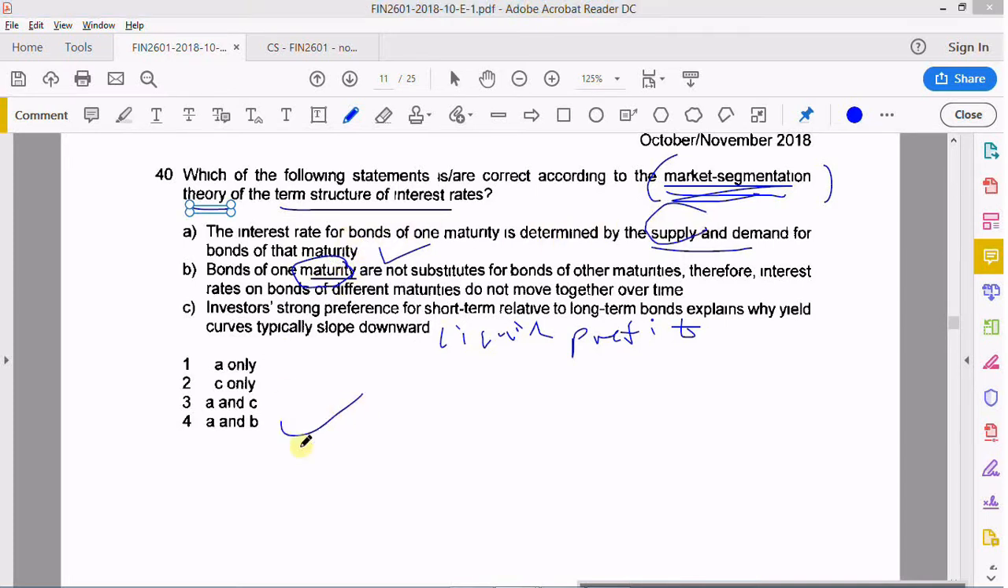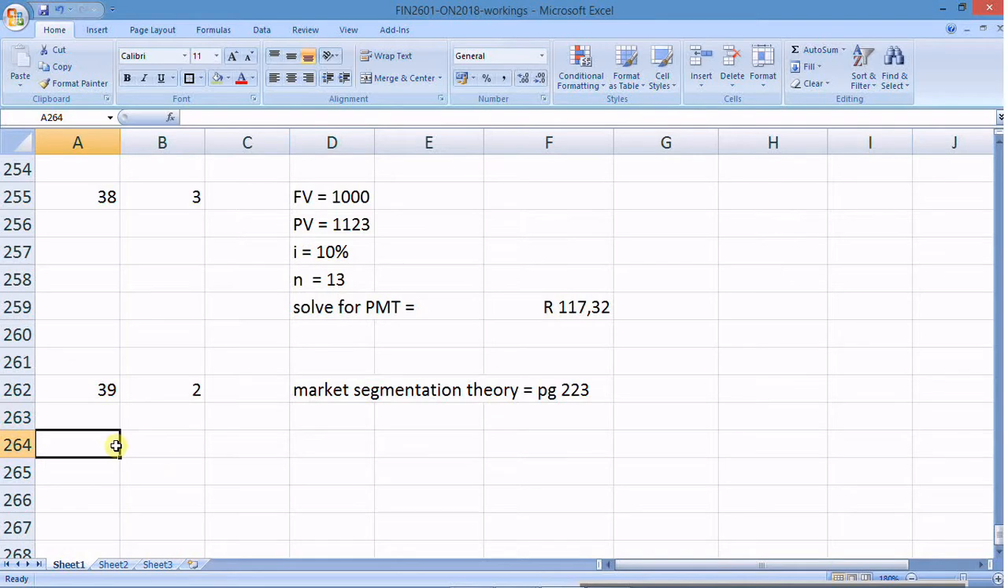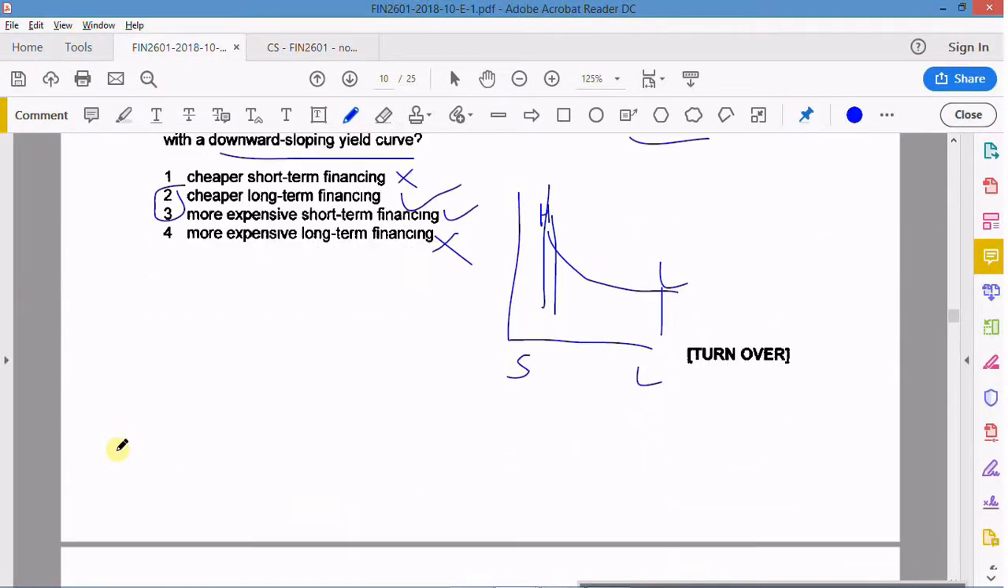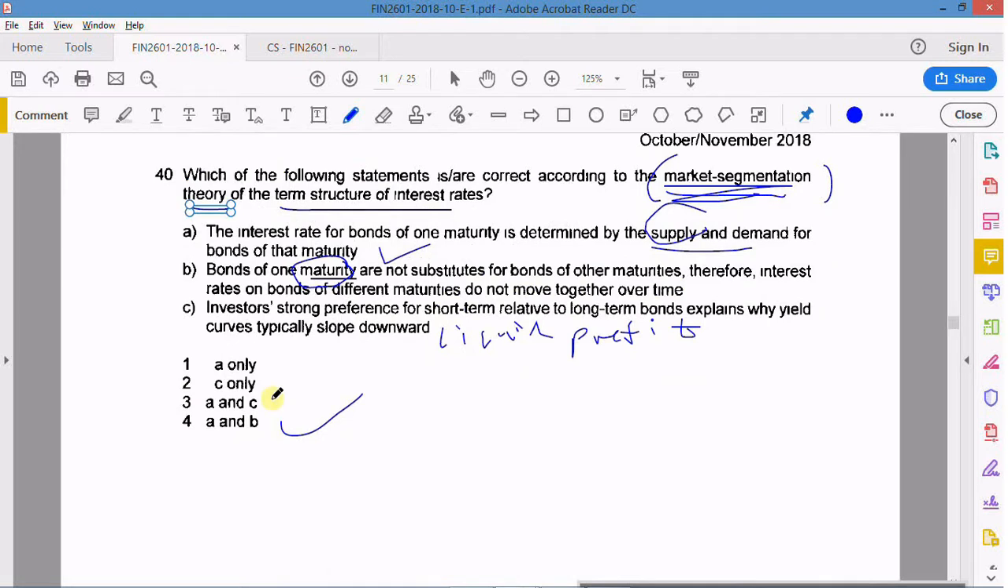A and B, option 4. Okay, so it was right. Okay, question 40, option 4. Ooh, sorry, wrong reference. Delete. That was something different. Okay, this was question 40. Perfect. Thanks. Okay, so that's done.